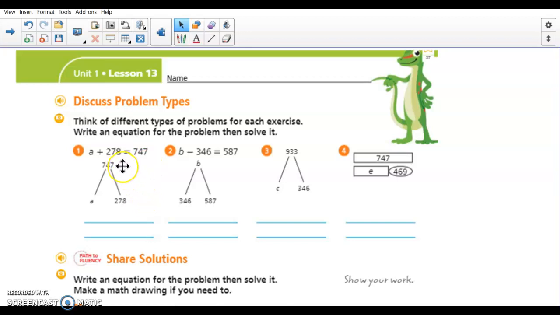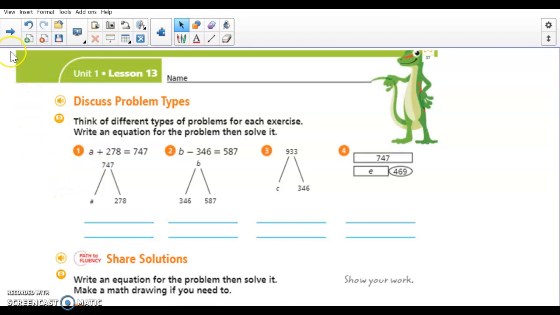So with this one, our total, our sum, is 747. And 278 plus a will get us to 747. We know a is a variable, and so we don't know what it is, but we've got to solve it. And so they write their equation this way: some number, a, plus 278 equals 747.